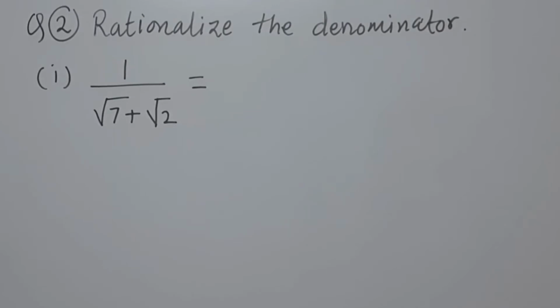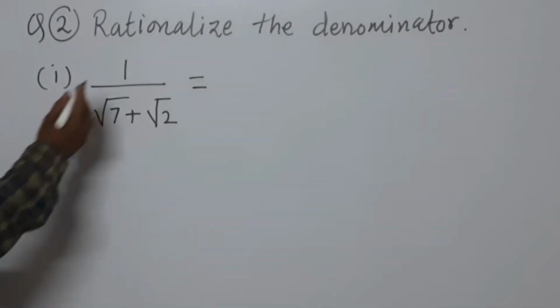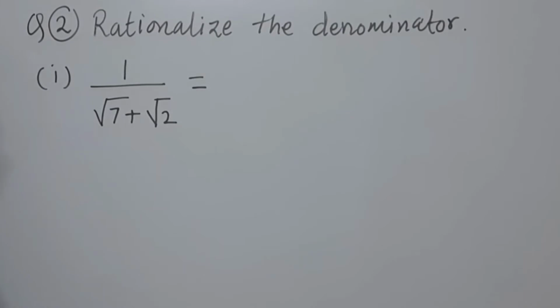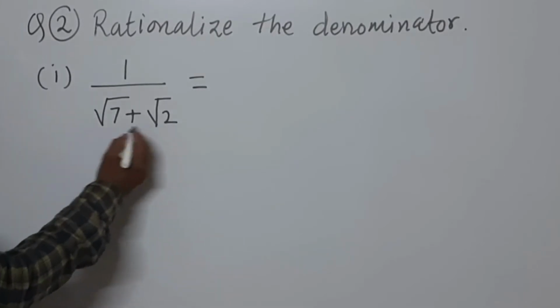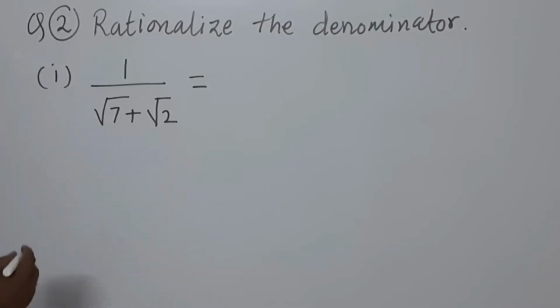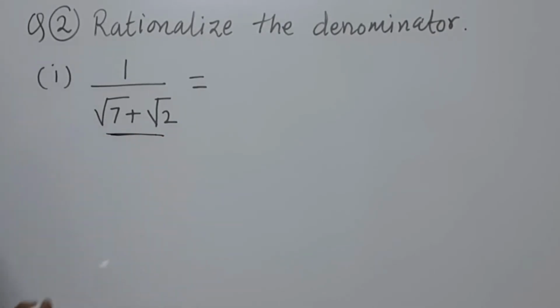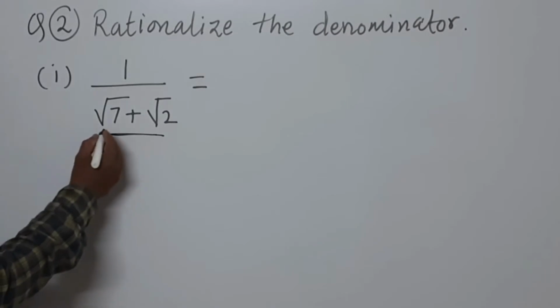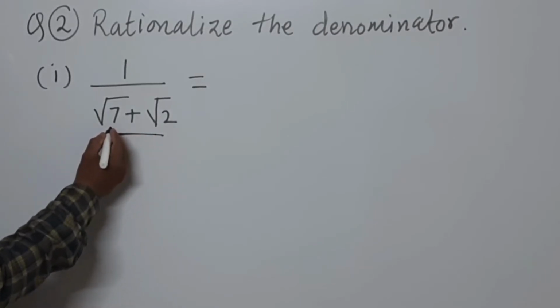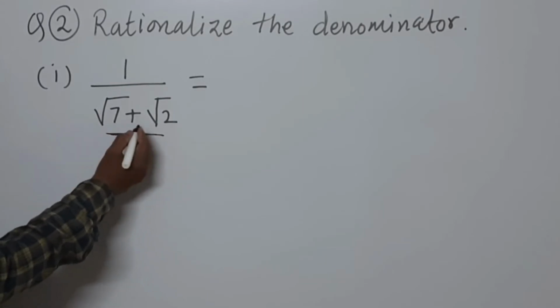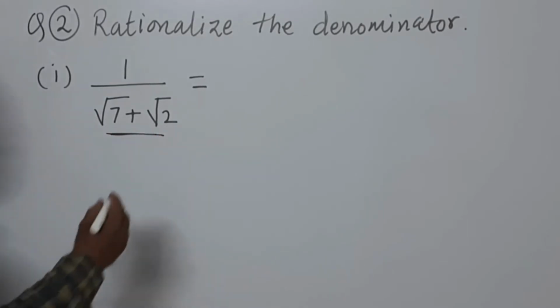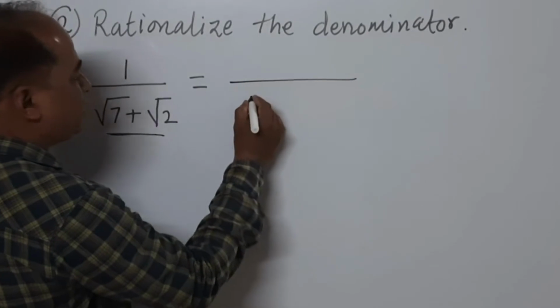Question number 2. Rationalize the denominator. First example, 1 upon root 7 plus root 2. Here the denominator is an irrational number, we have to rationalize it. While making this denominator rational, we have to multiply by the conjugate of root 7 plus root 2. So we have to multiply the denominator by its conjugate.